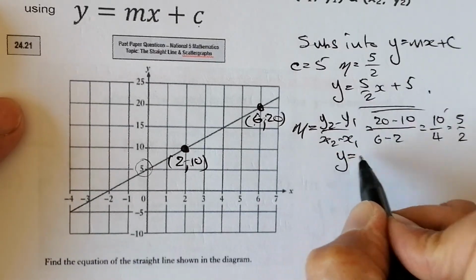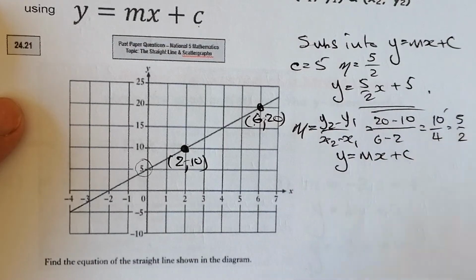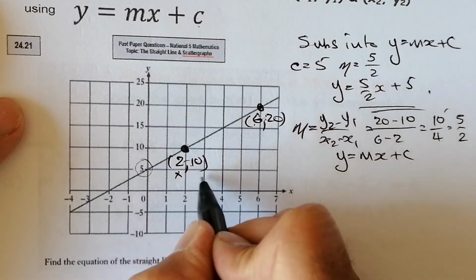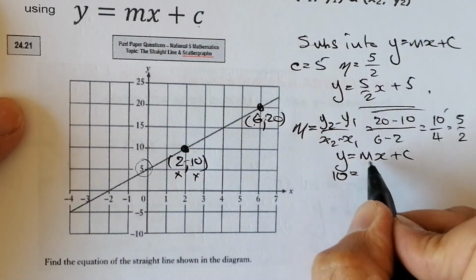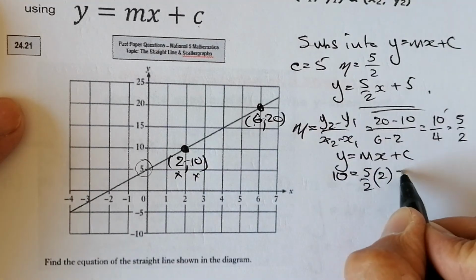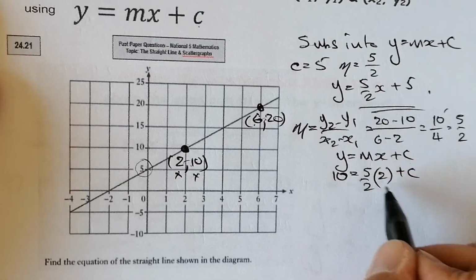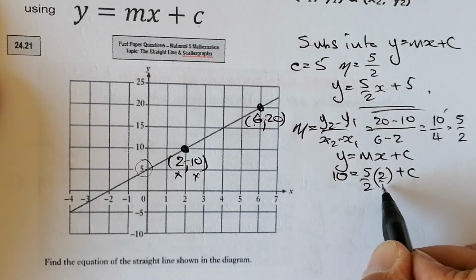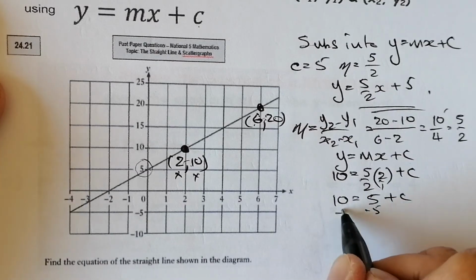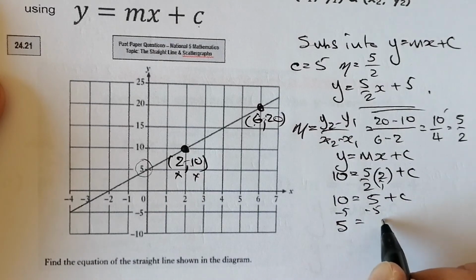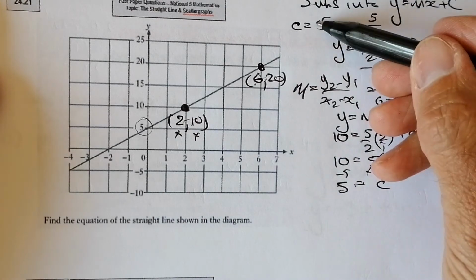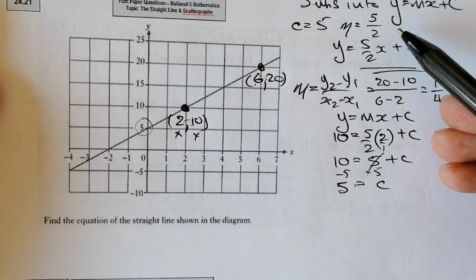If I then use what I learned in the previous slide, y equals mx plus c, I'll pick one of the points, the (2, 10), so I'm going to pick this one as my x and that my y. So that's going to be 10 is equal to my gradient, which is 5 upon 2, times the x value, which is 2, plus c. 5 over 2 times 2 gives me 10 over 2, which gives me 5. So 10 is equal to 5 plus c. Take 5 away from both sides, leaves me with 5 for the value of c. So c is 5, same as that there, and I've got the gradient 5 upon 2, same as that one there.